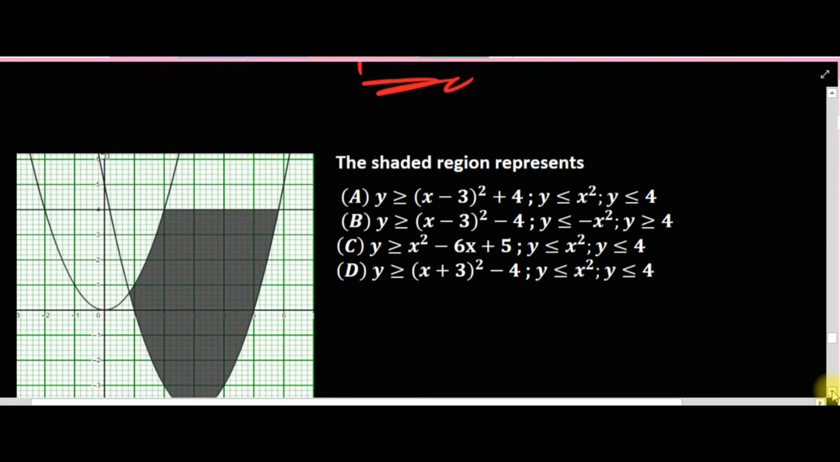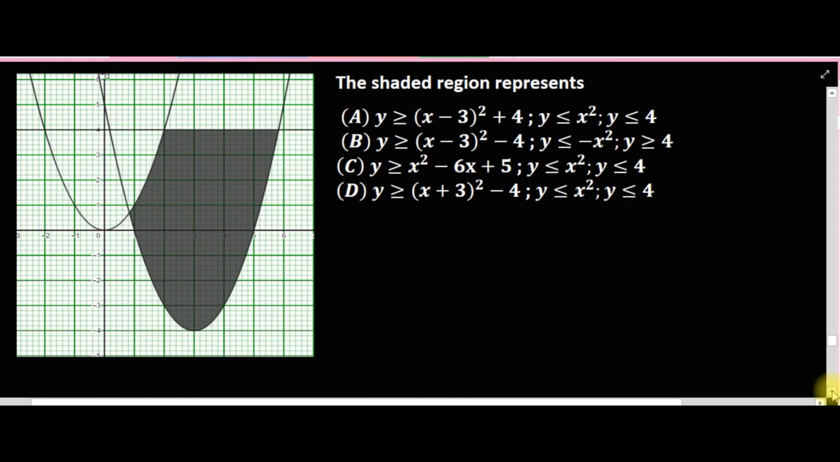The next question we are asked, this looks tricky. The shaded region represents that. We have two curves here, so we need to get the first one and the second one. And how do I get this? So the best way is to use the vertex, this is 0, 0, and an extra point on the curve.